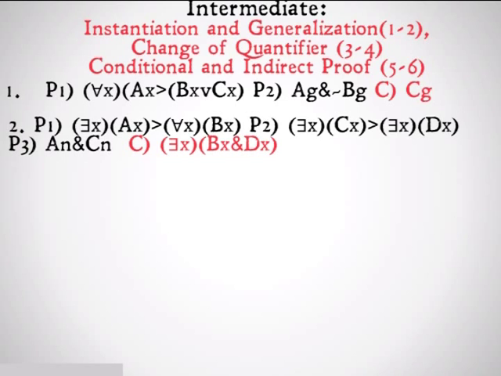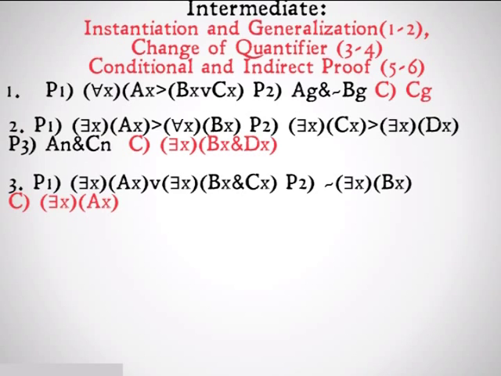There exists an x such that x is a C implies that there exists an x such that x is a D. N is an A and N is a C. Therefore, there exists an x such that x is a B and x is a D. For these first two problems, I'd encourage you to try to solve them using only the rules of instantiation and generalization. Don't worry about using change of quantifier, conditional, and indirect proof. You can solve these problems with only those first 4 rules we learned in, I want to say, the second or third video in the last 10 days of logic.